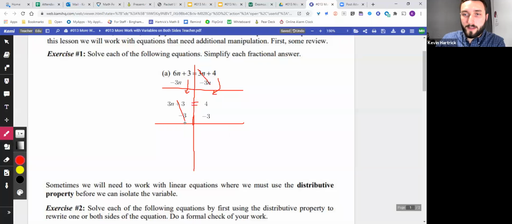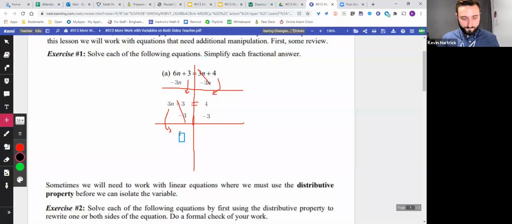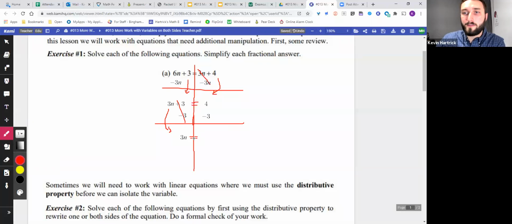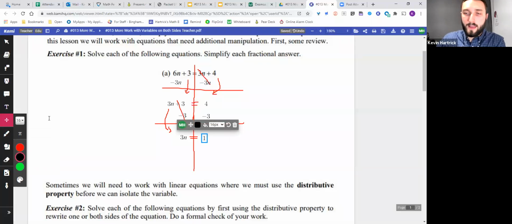Okay, 3 take away 3 is 0, so all I have left on this side is my 3n and my equal sign. Don't forget, equal sign on the line. All right, 4 take away 3 gives me 1. And I am almost done with my two-step equation. I've done the first step. I need to do the second.